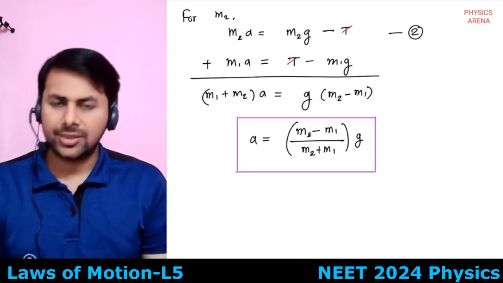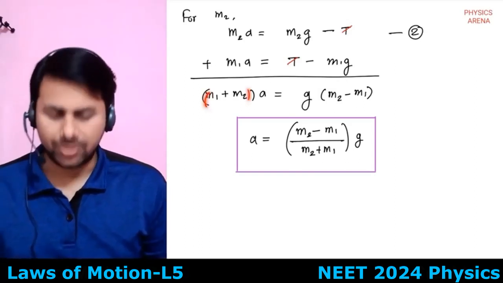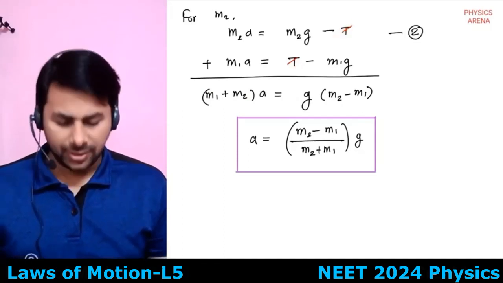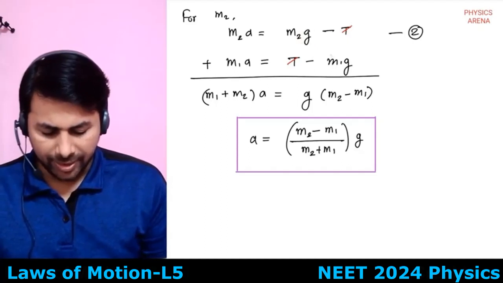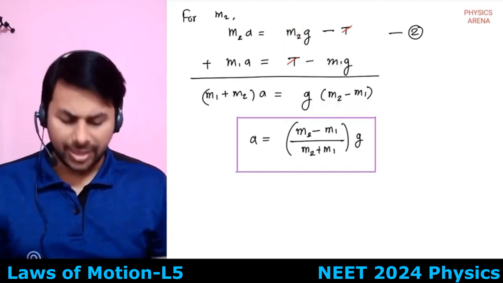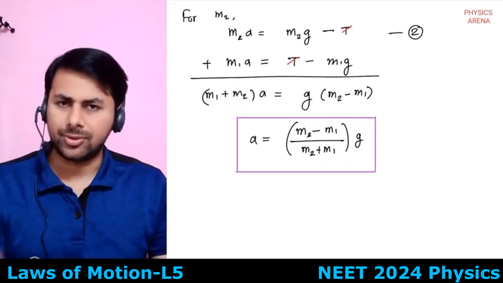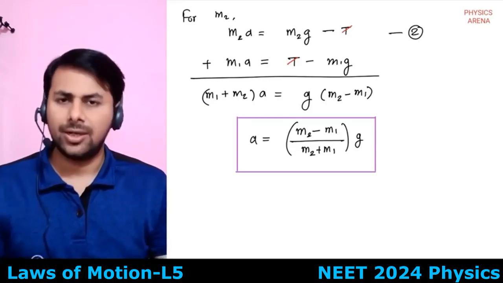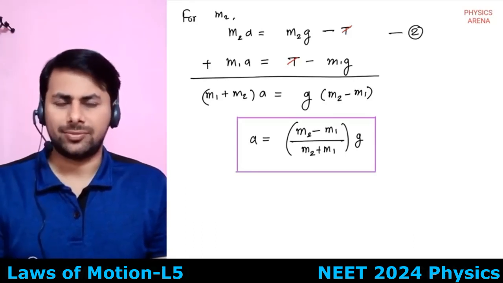If we just add these two equations, what do we get? We get M1 plus M2 multiplied by a is equal to, T and minus T get cancelled, g multiplied by M2 minus M1. Taking M1 plus M2 to the other side, we get the acceleration of this system, which is M2 minus M1 divided by M2 plus M1 into g.